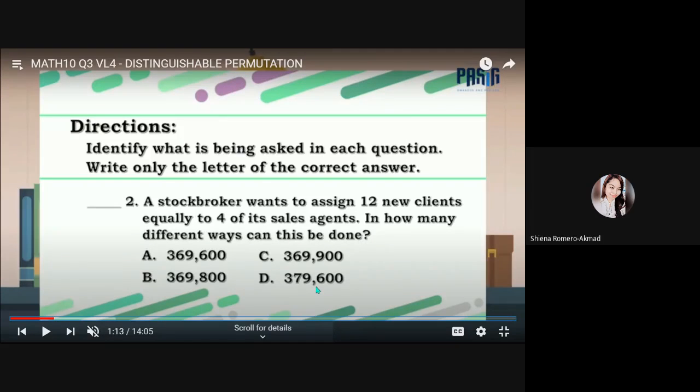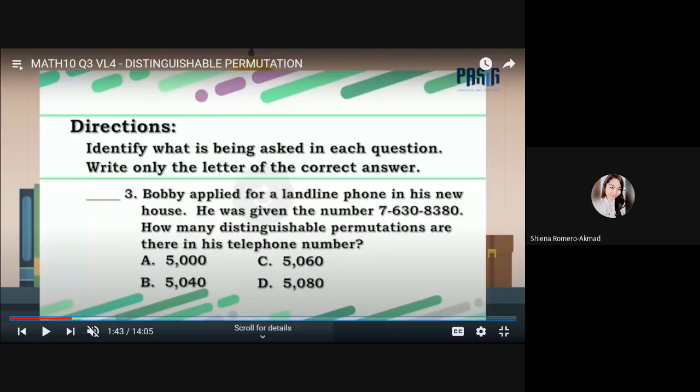So that's 12 factorial divided by 4 factorial. No, this is different from the earlier problem. The answer here is letter A.